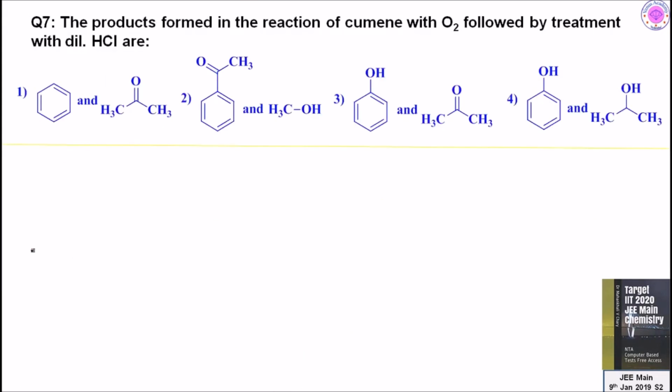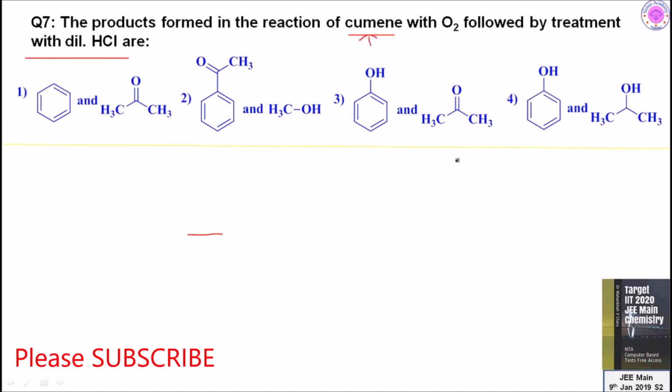Next, question number 7. The products formed in the reaction of cumene with oxygen followed by treatment with dilute HCl. Dear friends, this question was also asked in NEET 2019. Yes, this question is there in NEET also, the National Entrance Eligibility Test for MBBS and BDS. This same question was repeated in NEET. So let us see. The products formed in the reaction of cumene with oxygen followed by treatment.